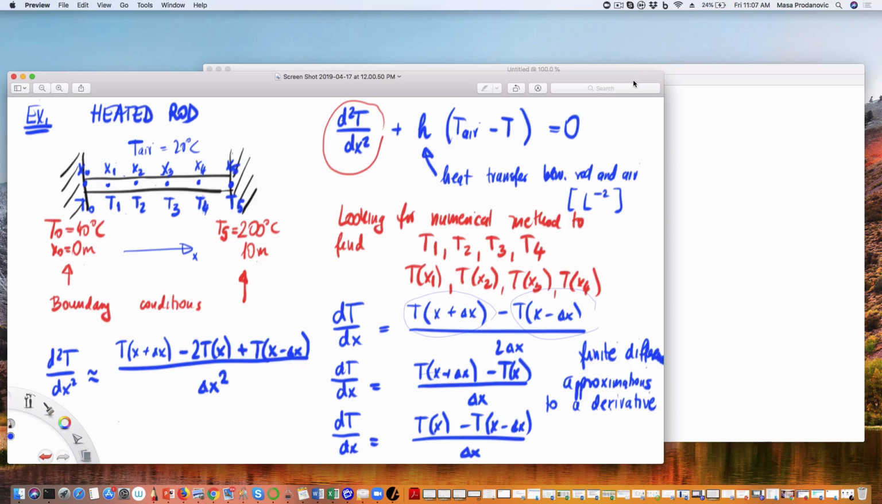So what did we go through last time? We have a model of a heated rod. Here's my rod, or my rendering of it. The wall on this side is heated at 40 Celsius degrees, and the other wall is heated at 200 degrees. I have ambient air at 20 degrees Celsius, and the rod is not insulated, so I'm losing some energy, some temperature, to the ambient, to the air.